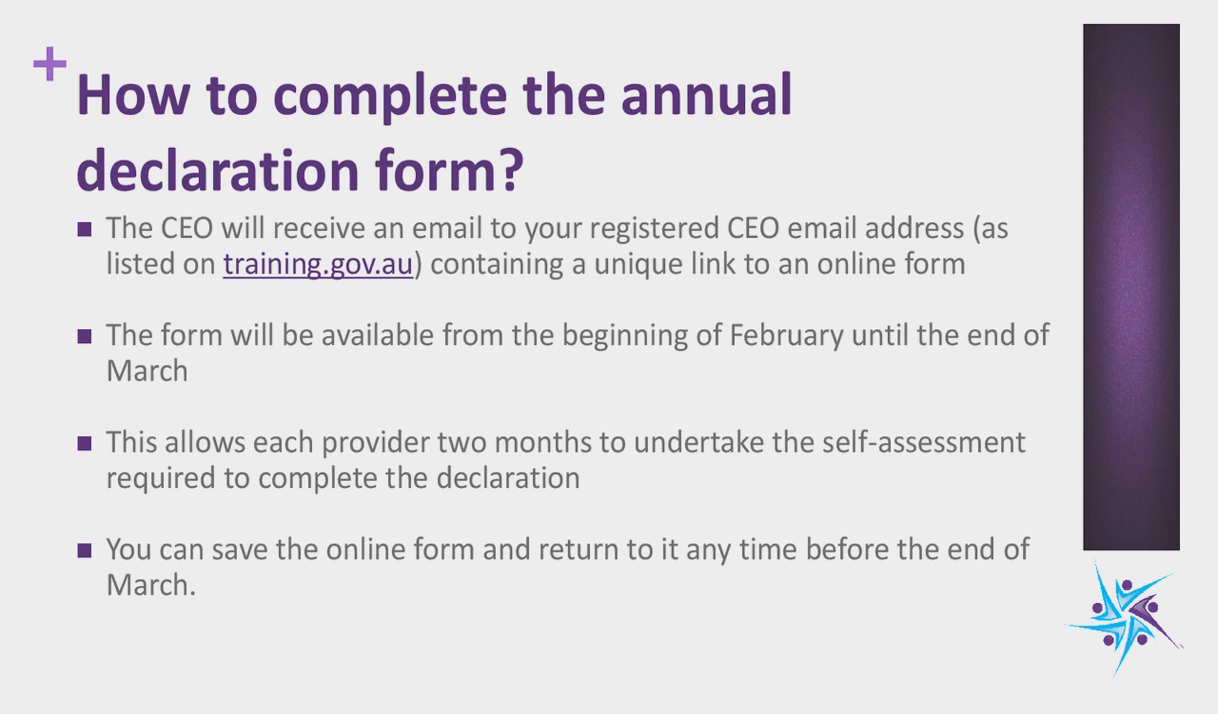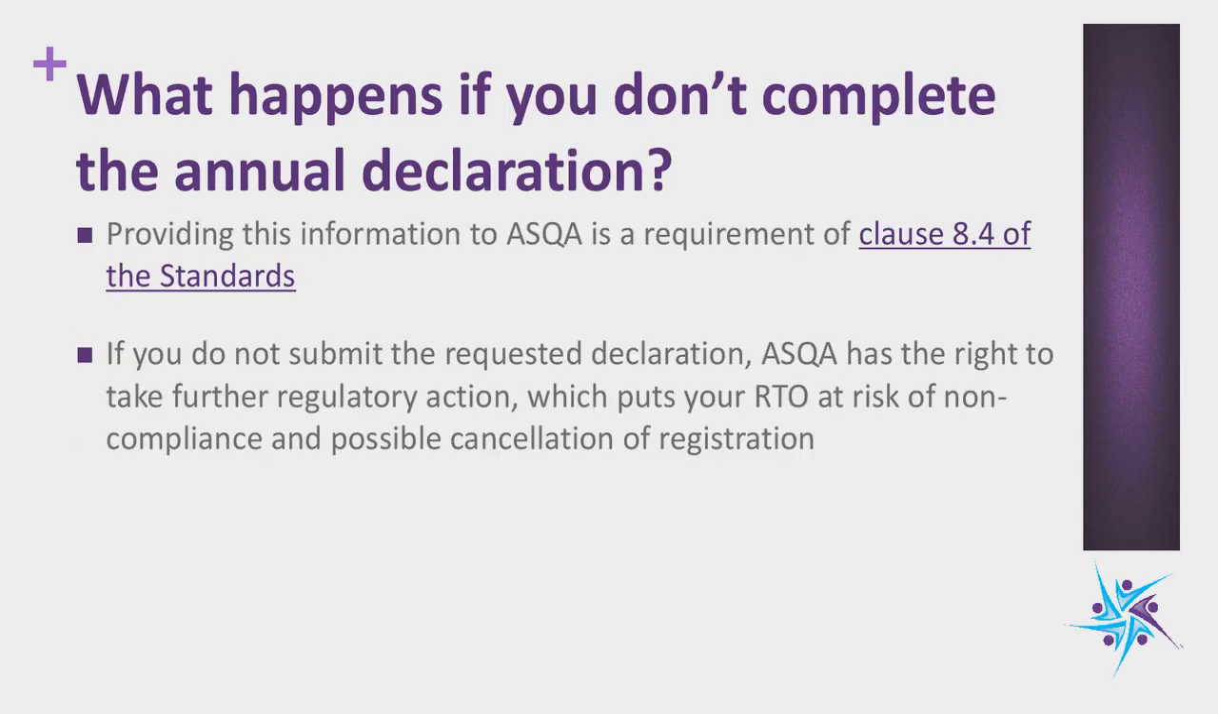The form will be available from the beginning of February, so it's available now until the end of March. This allows each provider 2 months to undertake a self-assessment required to complete the declaration. So you have till the 31st of March, midnight Australian Eastern Standard Time. So you can save the online form and return to it at any time before the end of March. So you can commence it and then go back to it.